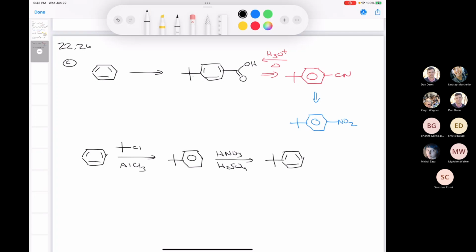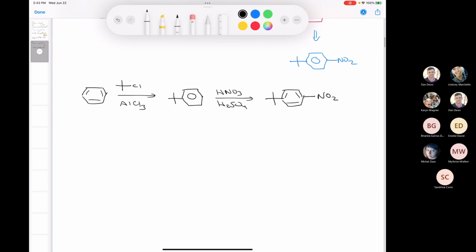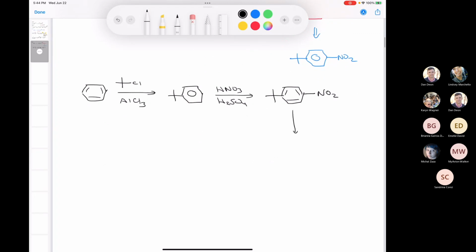Like this. So we've got our tert-butyl group. We've got our nitro. Now we're going to reduce the nitro. Just use some iron and aqueous acid. You could put HCl. You could put zinc. They all work. Like this. There we go. So we have our amino group in there.